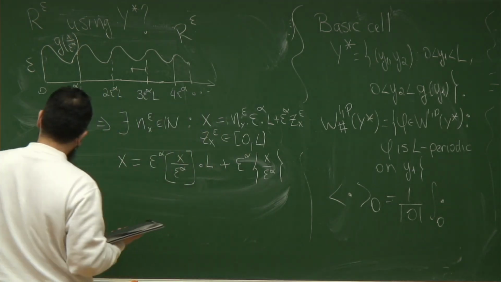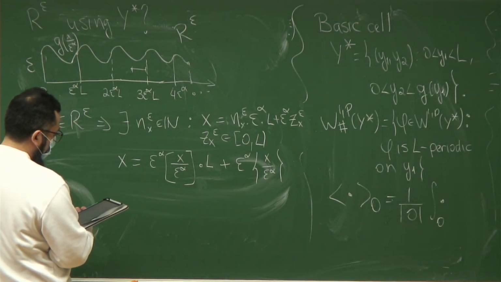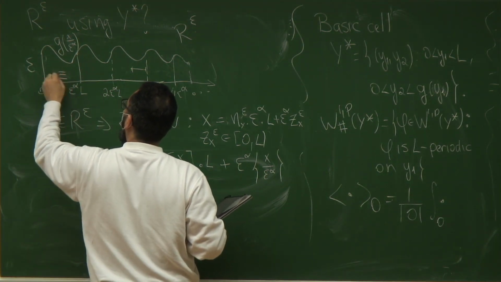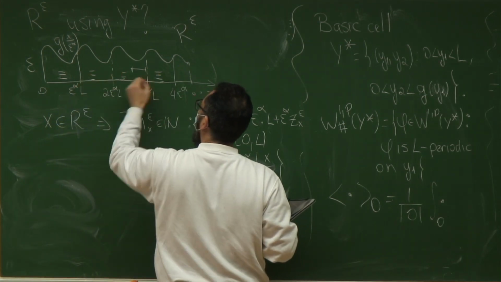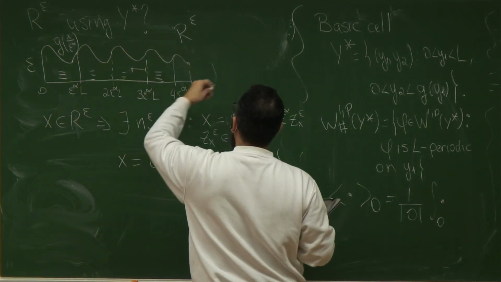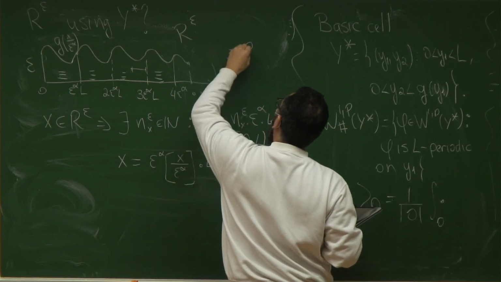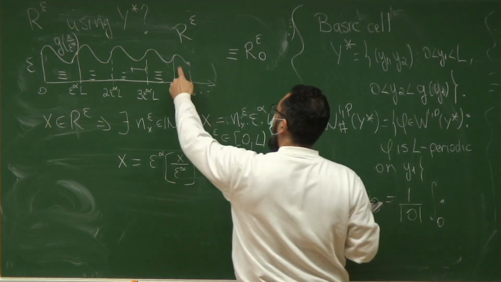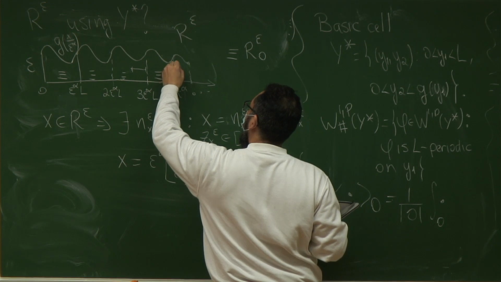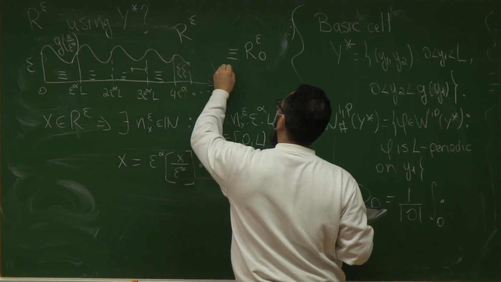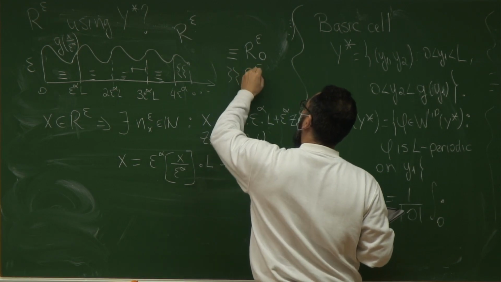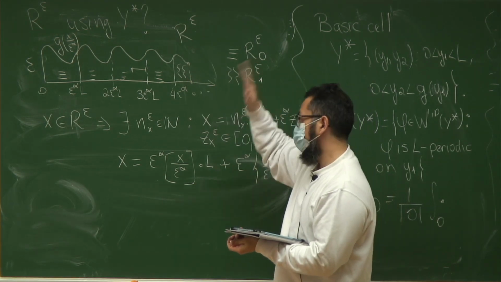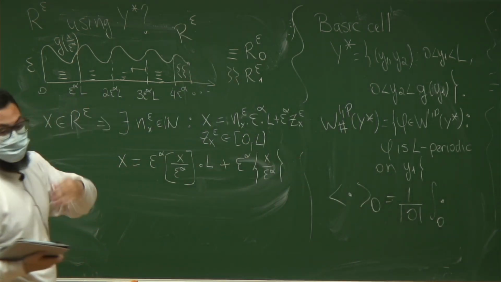So let's say this integer part here, so I will put 3, these cells which are integer, we will call R epsilon 0. And this remaining part here, which I will put something like this, we will call R epsilon 1, which is the remaining from the R epsilon.